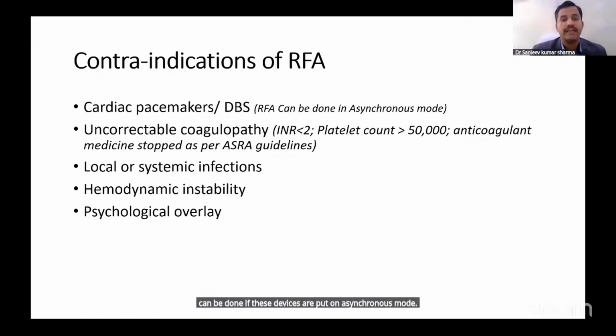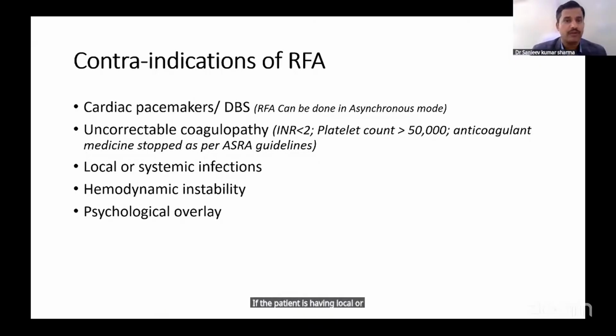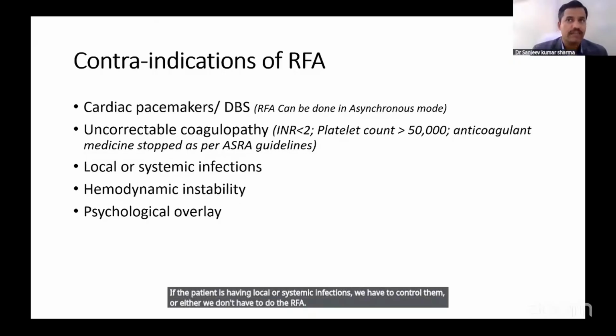If the patient has uncorrectable coagulopathy, then we have to correct it first. We have to keep the INR between 1 to 2. Platelet count should be more than 50,000. Anticoagulant medicines have to be stopped or adjusted as per the ESRA guidelines. If the patient has local or systemic infections, we have to control them, or we don't do the RFA. Hemodynamic instability, we can't do it.